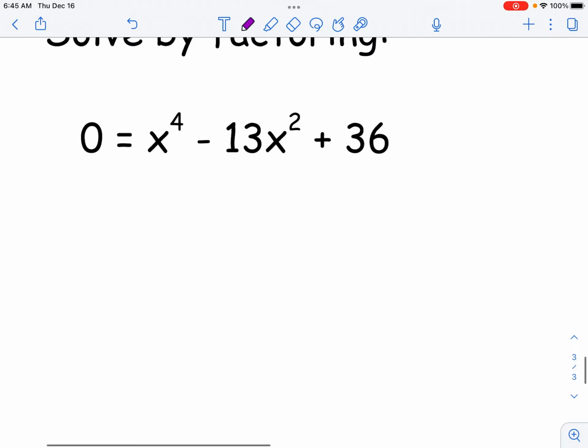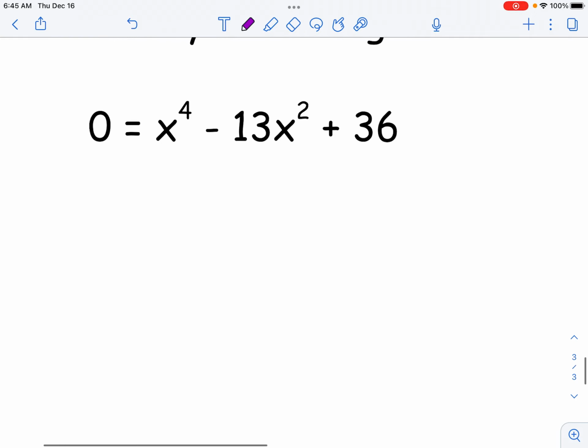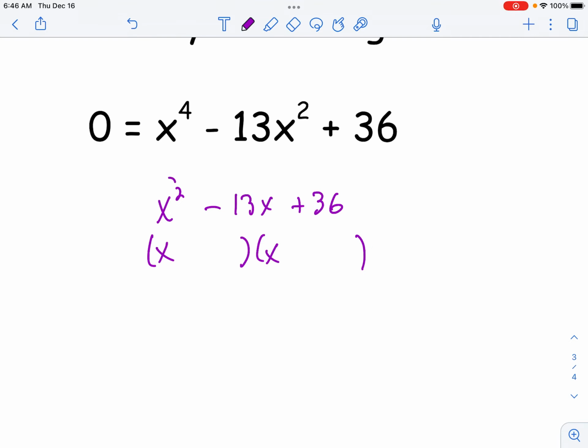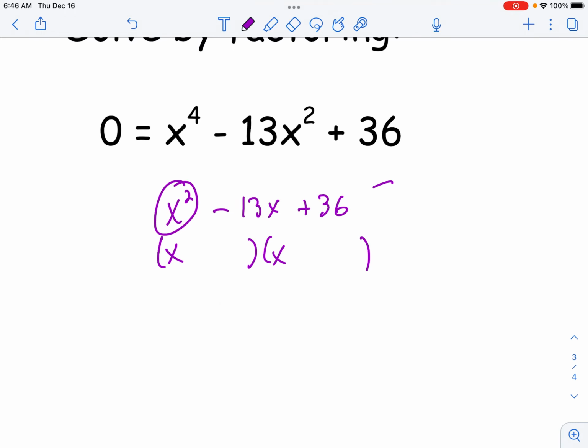All right, so for this first one, what we typically have done, I'm just going to do a quick side example. I want to write the same thing, but x squared minus 13x plus 36. It's very similar, but it's a different equation. This one's an x squared, the other one's an x to the fourth. If we were to factor this, we know it'd be x times x would give us x squared, and then we're looking for factors of 36.